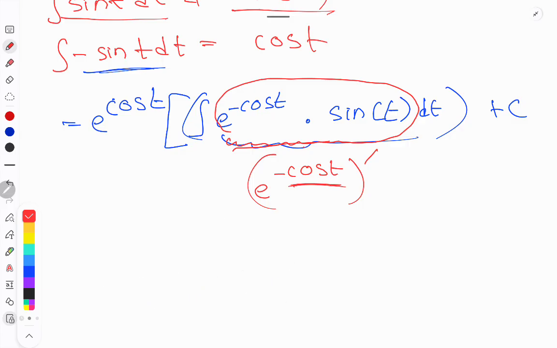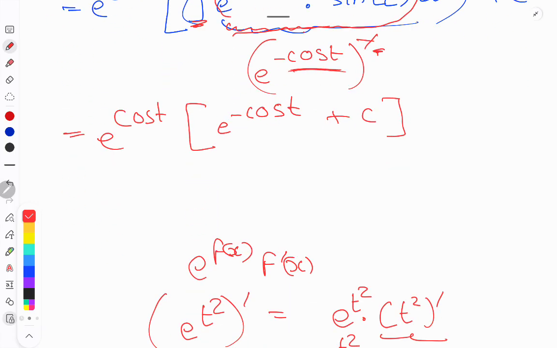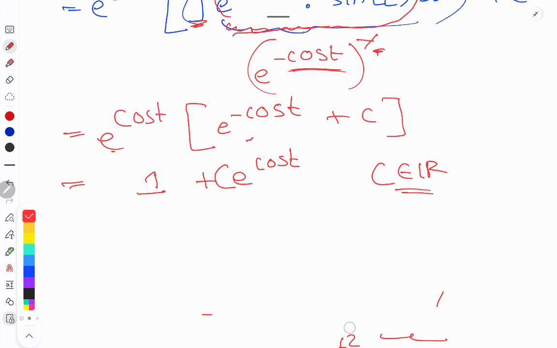Again, since you have integration and you have differentiation, they will cancel out each other, and this term is known as primitive. So you will get here just e^(negative cos t). Your integration and differentiation will be cancelled out, and you are remaining with c. So if you multiply this one, this will be 1 plus e^(cos t), c, and this one will be cancelled out, right? Am I clear?